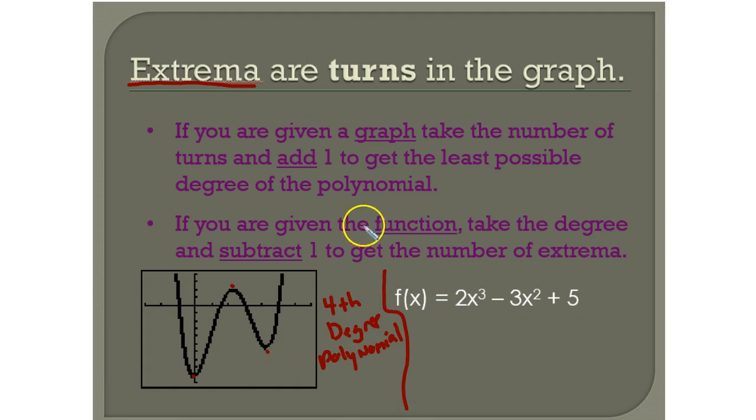In the opposite direction, if you're given a function, you can take the degree, and remember the degree is the largest exponent, and you can subtract 1 to get the number of extrema, or the most number of extrema, I should say. So here we've got 3. That means it should have at most 2 extrema. And that relationship is going to be generally true. You won't have more than 2 extrema for this polynomial function. For the graph on the left, it won't be less than a 4th degree.